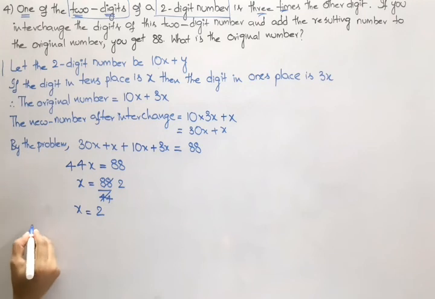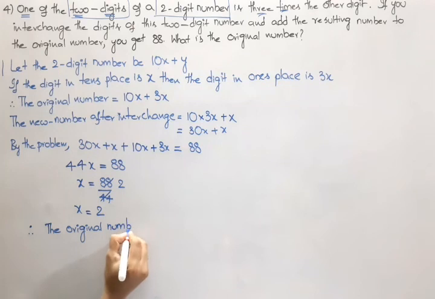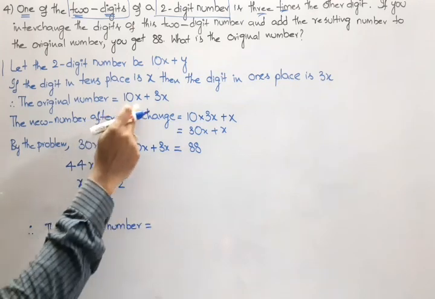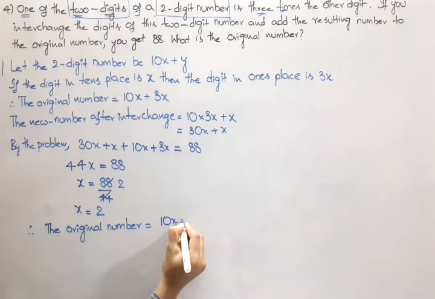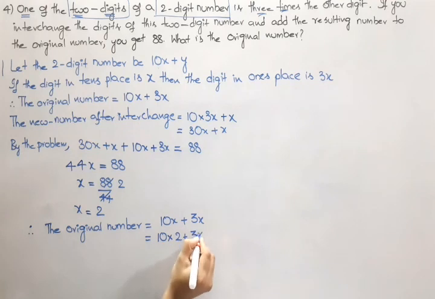Therefore, the original number is equal to, what is the original number form? 10x plus 3x. That means 10 into 2 plus 3 into 2. 10 into 2, 20. 20 plus 6, that is equal to 26, is the original number. Hope you are quite clear with this concept.